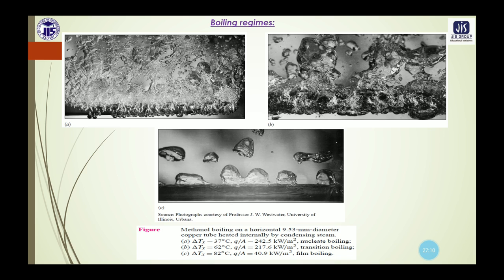After that, the second diagram is the diagram of the transition boiling. And lastly, when it gets stable, we can see the third diagram. It is the diagram of the film boiling. So these are some real life snapshots of the boiling regimes, that is the nucleate boiling, transition boiling and the film boiling.